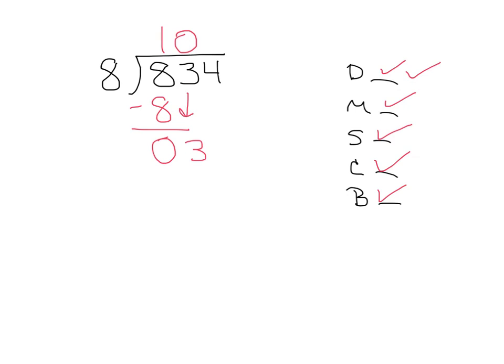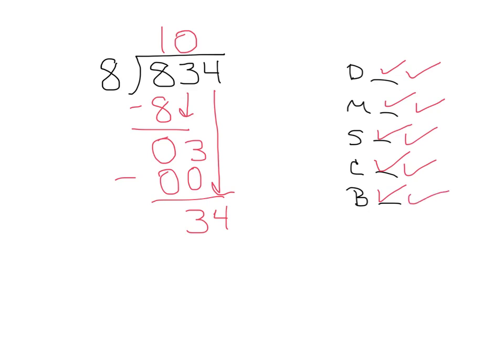Now I need to multiply. 0 times 8 is 0. Then I subtract. 3 minus 0 is 3. And then I check, is 3 smaller than 8? Yep. And now I need to bring down. So I'm going to bring down the 4.